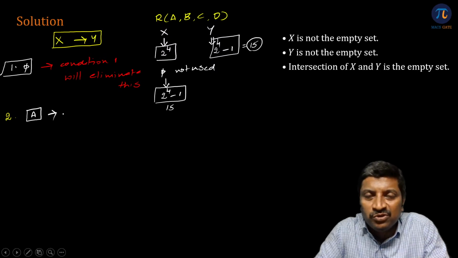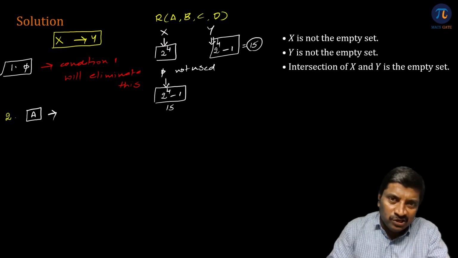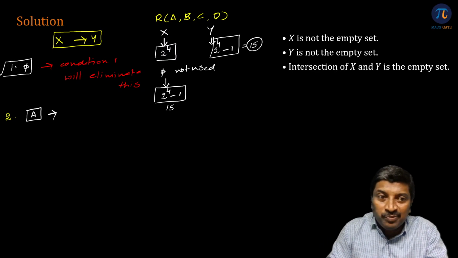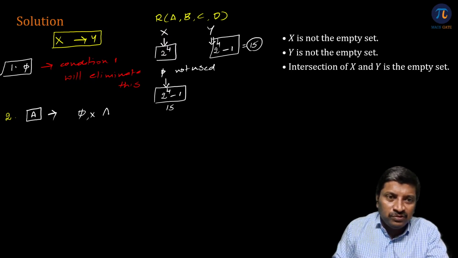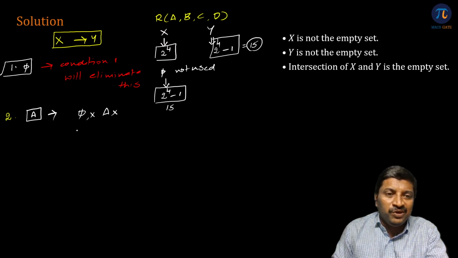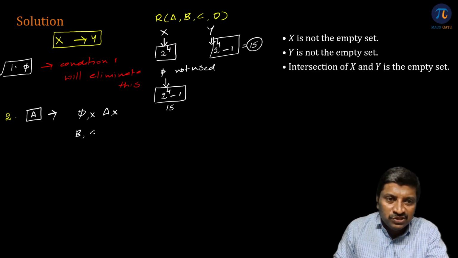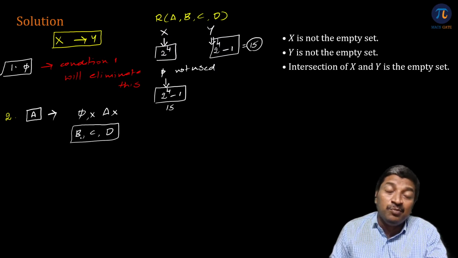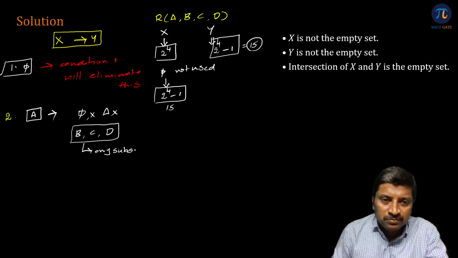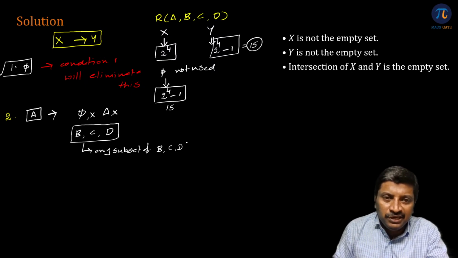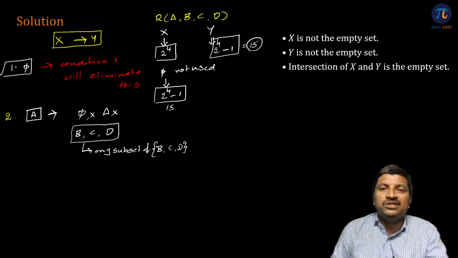Then on the right side, what can you write? Right side, empty is not allowed. A also we should not write, because A is already used on the left side. So empty should not be used, and A should not be used. What are the remaining values you can write? B, C, D. You can write any one of these 3 or any combination of these 3, so any subset of B, C, D.